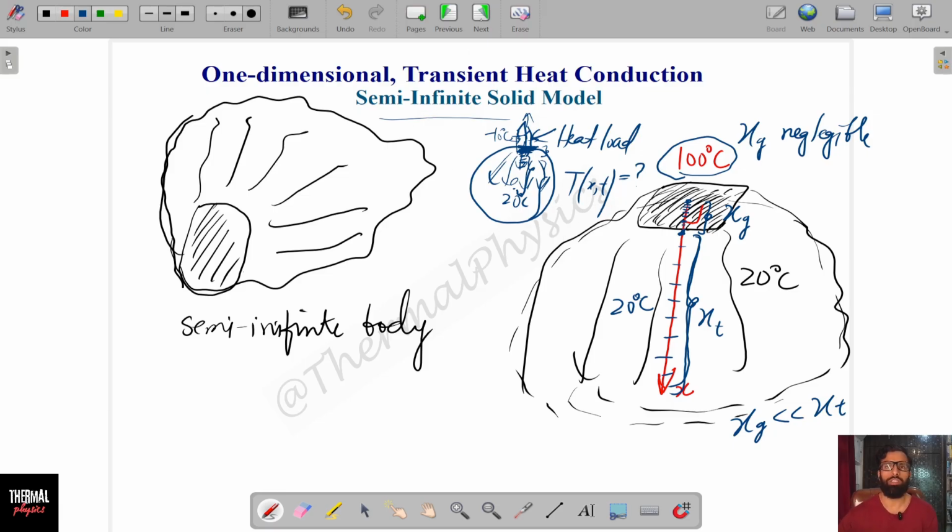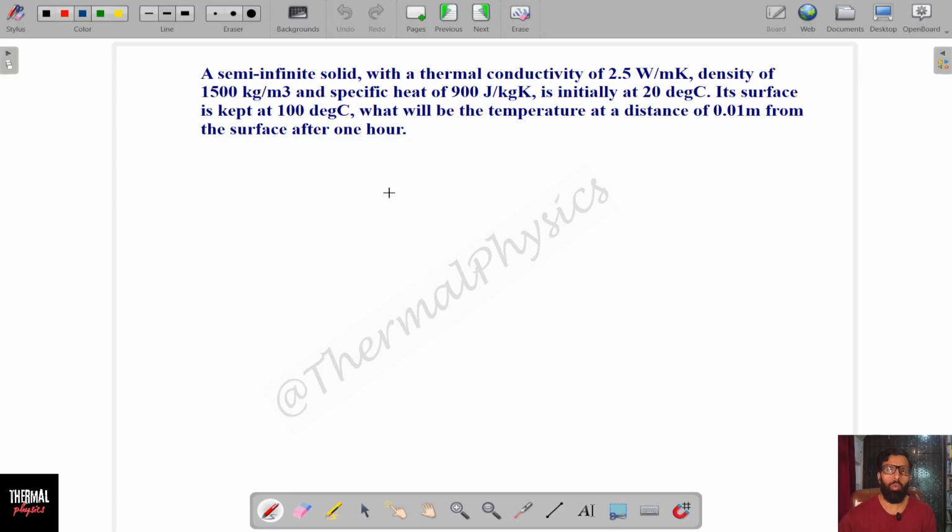So moving on, what is this model about? It is one-dimensional heat transfer, and the temperature changes with time. So it is something like T(x, t) that we need to find.